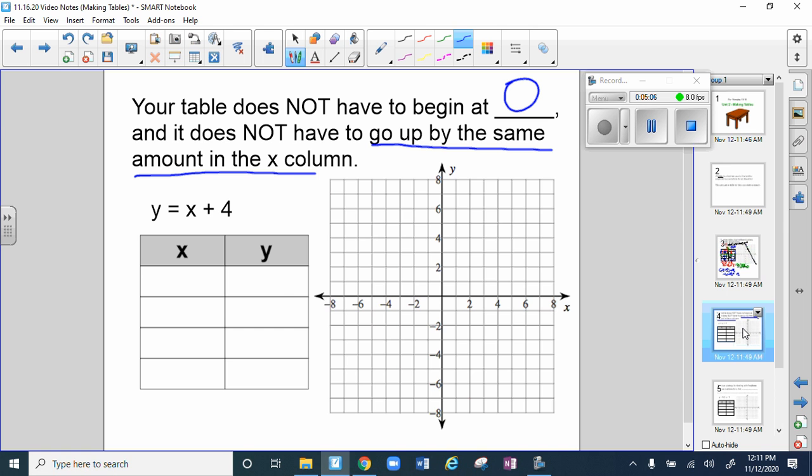So I could pick x values, my numbers for the x column, to be -4, -2, 1, and 3. So I'm not starting at 0, and I'm not going up by the same number every time. So first I go up by 2, then I go up by 3, then I go up by 2 again. So I'm going up by different amounts. But this still works. I can still find solutions, I can still organize them in the table, and I can still graph it.